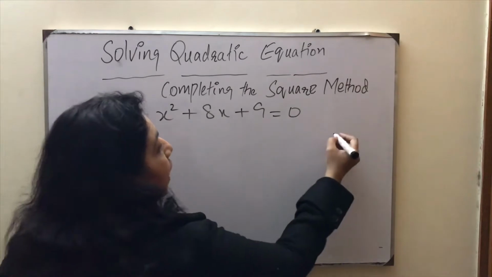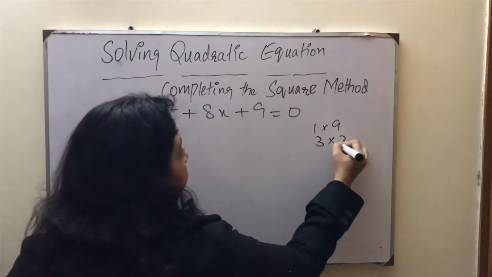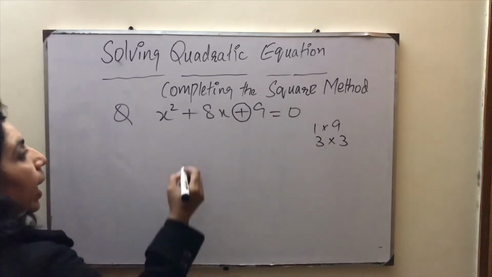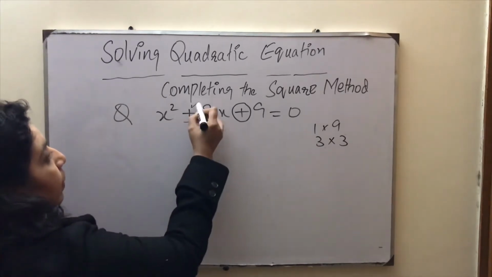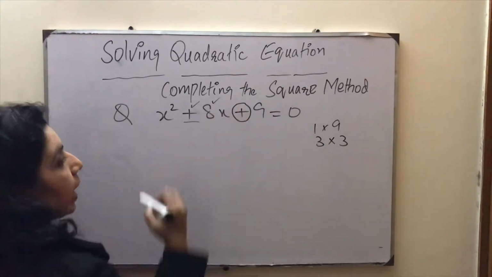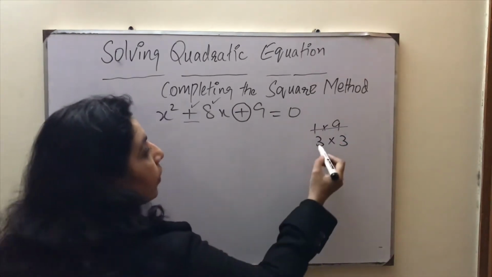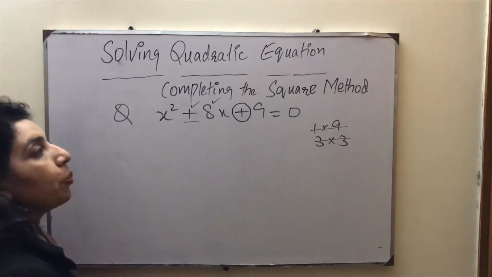The factors of 9 are, all factors of 9 are 1 into 9 and 3 into 3. This sign shows that the factors should be added, and this sign shows that the factors will both be positive and their sum is 8. If we add 9 and 1 we get 10, and if we add 3 and 3 we get 6. So the factorization here is not possible.